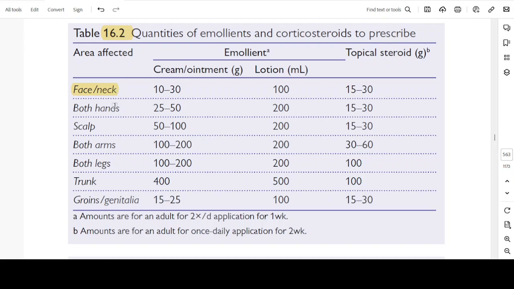Face and neck 10 to 30, both the hands 25 to 50, scalp 50 to 100, both the arms 100 to 200, both the legs 100 to 200, trunk 400, groins and genitalia 15 to 25. And whereas in lotion, for the face and neck you have to prescribe 100 ml, both the hands, scalp, arms and legs you have to prescribe only 200 ml, the trunk you have to prescribe 500 ml, and groins and genitalia 100 ml.